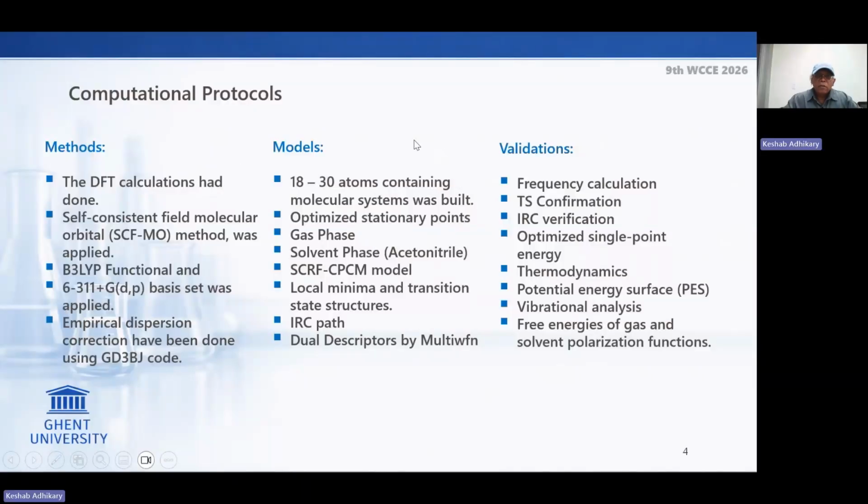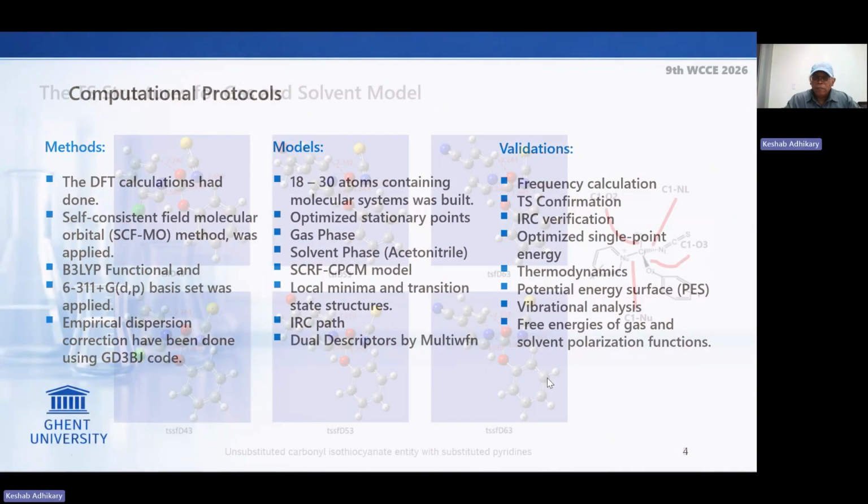The DFT calculation was done using the B3LYP functional, and the 6-311G(d,p) basis set was considered. We also considered the empirical dispersion correction using the GD3BJ code. Validation of this reaction was confirmed by frequency calculation, IRC verification, thermodynamic parameters, and free energy in the gas and solvent polarization model.